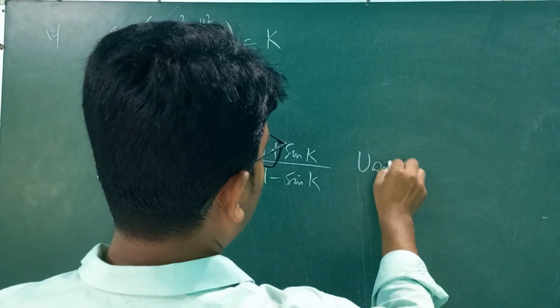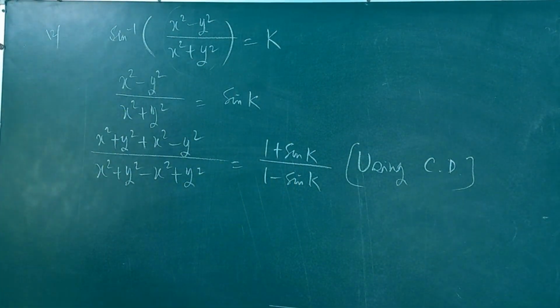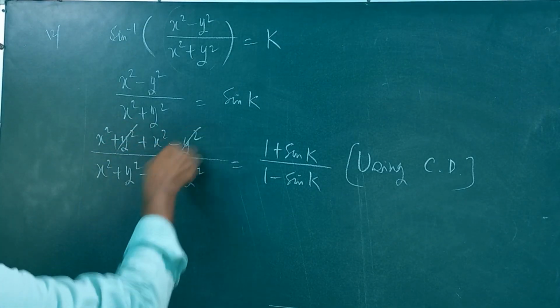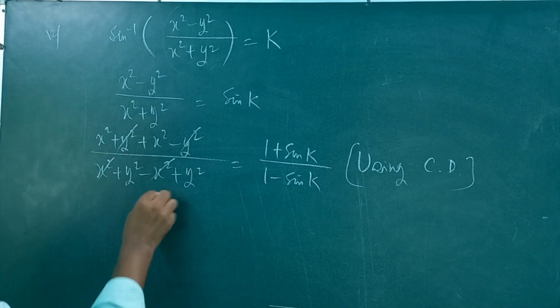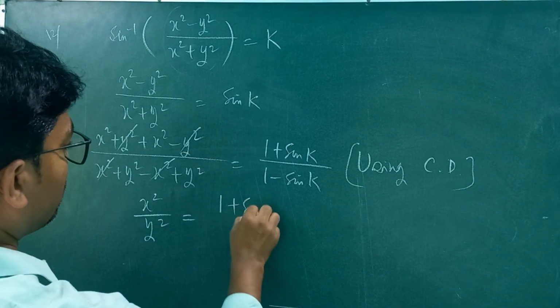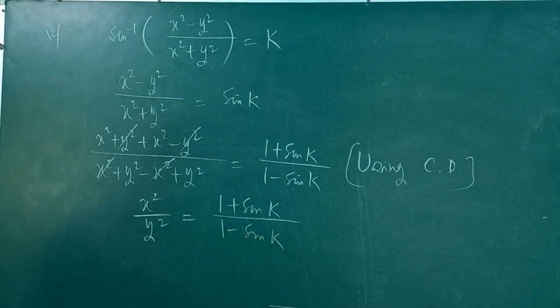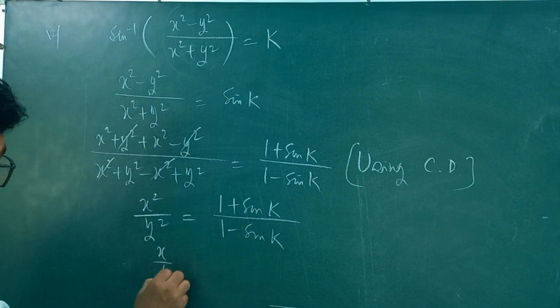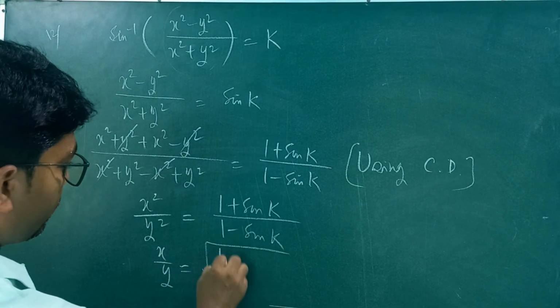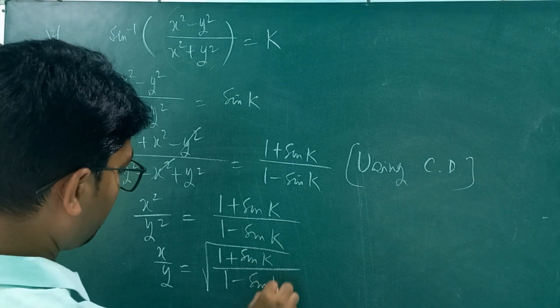Using componendo and dividendo, this one becomes x square by y square equal to (1 plus sin k) by (1 minus sin k). So if you take the square root, x by y equals root over of (1 plus sin k) by (1 minus sin k).